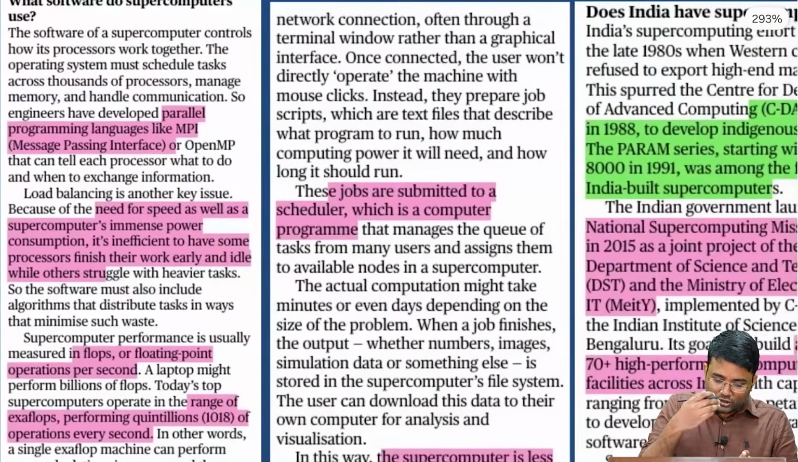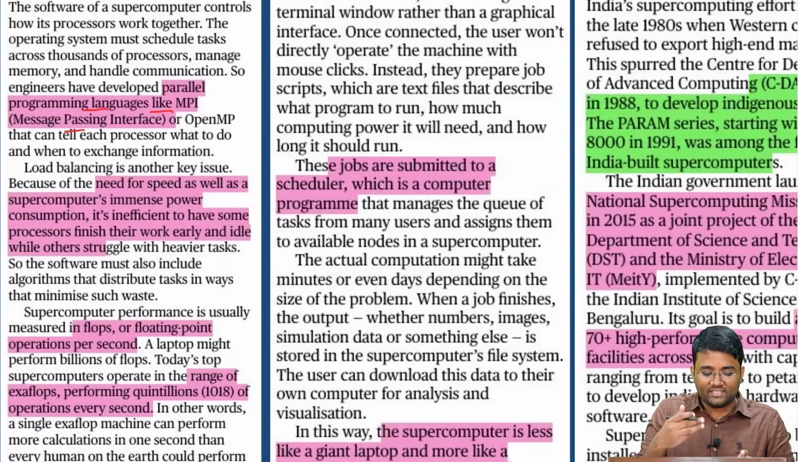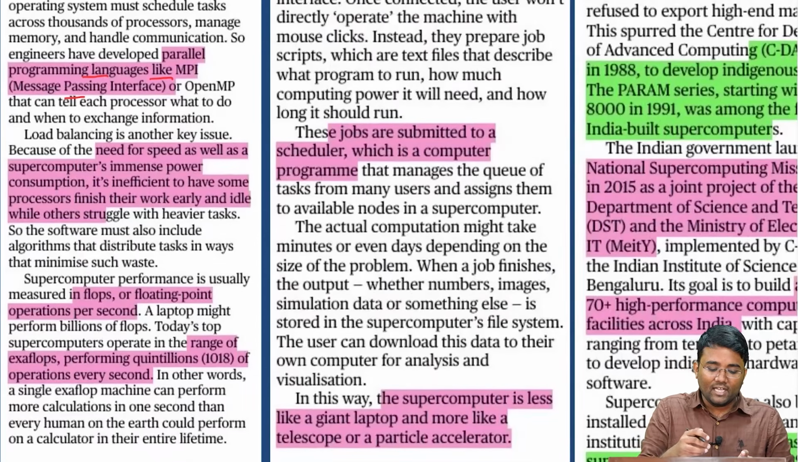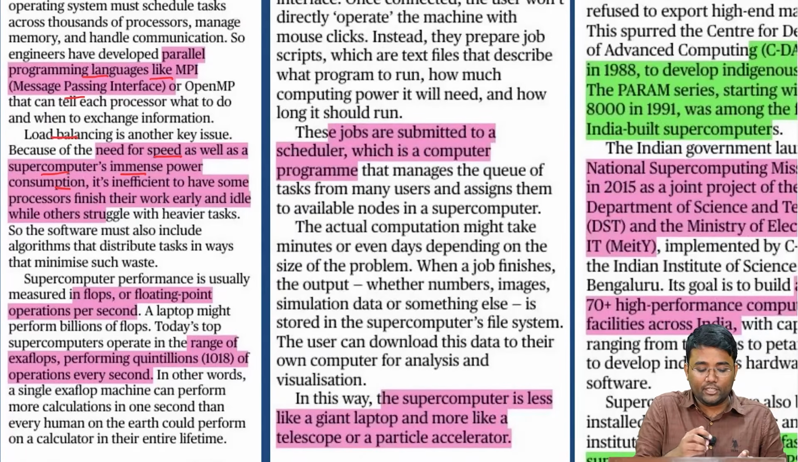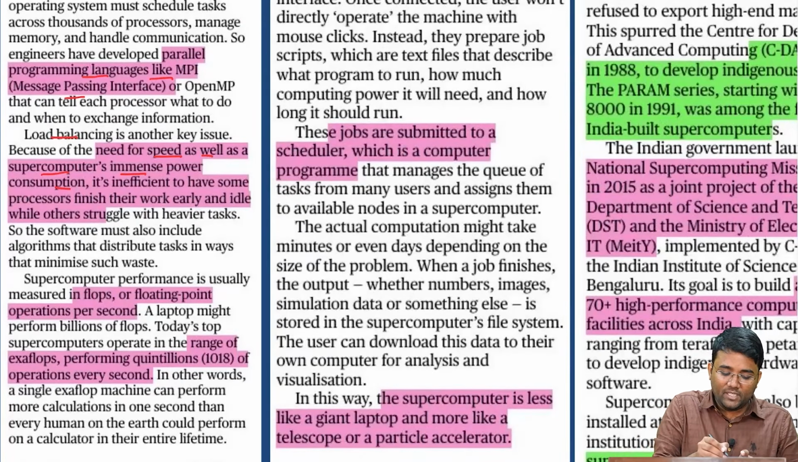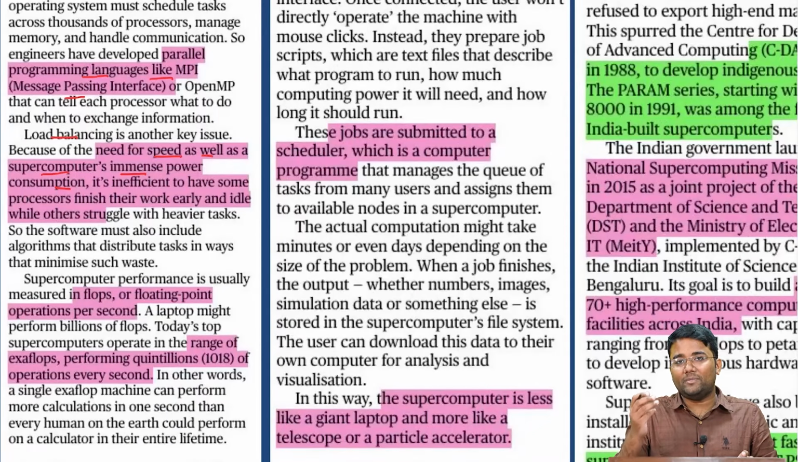Also, what software they use: parallel programming languages like message passing interfaces. They also need speed, as well as immense power consumption for a supercomputer. Load balancing is another key issue, because to maintain the speed as well as the power consumption, a consistent supply of power is needed. It should not be the case that there is a trip or a power loss happening.